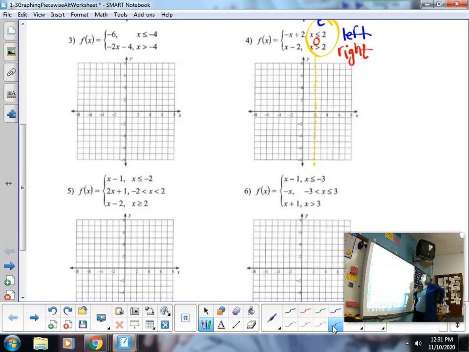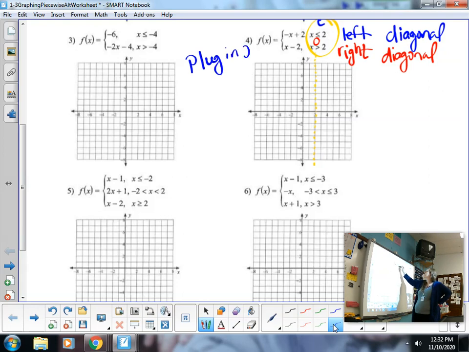Now, both of these are diagonal. And because they are diagonal, I'm going to need 2 ordered pairs to graph them. One of your ordered pairs is going to be on the boundary line, and then the other ordered pair is going to be something within the boundary. So if we look at the left-hand piece first, you can see it's x is less than or equal to 2. My boundary is at 2. So I'm going to plug in 2 for the x in this top piece.